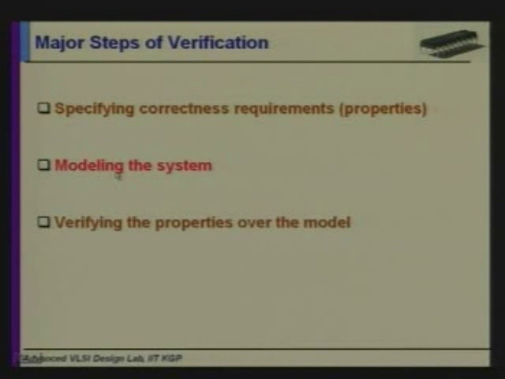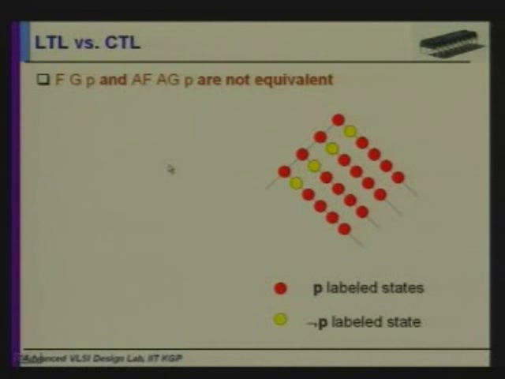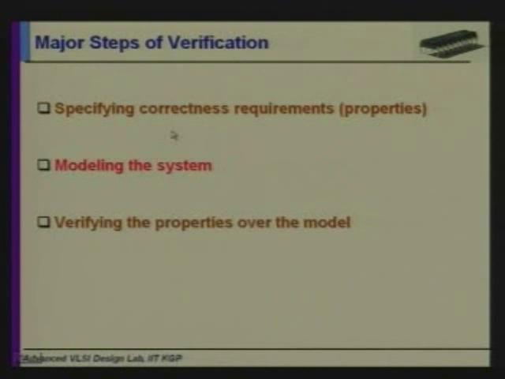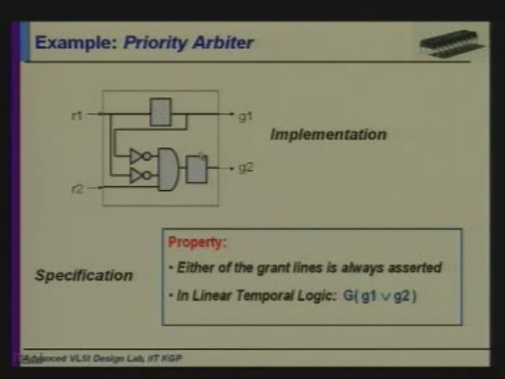Now here comes the second part of the verification. Till now what we have seen is how to specify properties using temporal logic. Now we need to check whether the property is holding or not on some model. Typically that model is a Kripke structure.